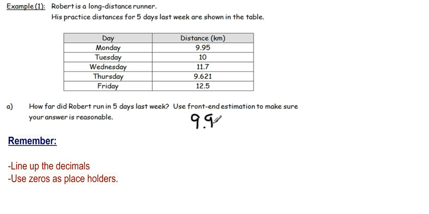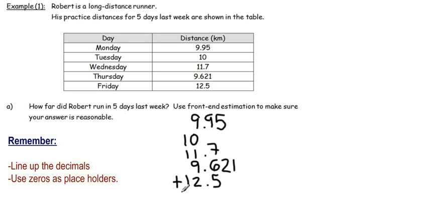9 95/100, 10, 11 7/10, 9 621/1000, and 12 5/10. So we're going to add these together. I've lined up my decimals, but I'm also going to have to put in zeros as placeholders. You can see we actually need to go up to 3 digits after the decimal.